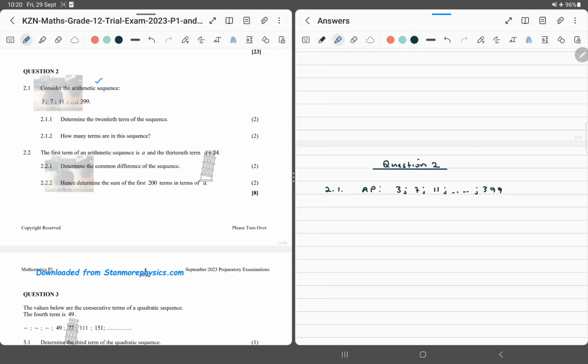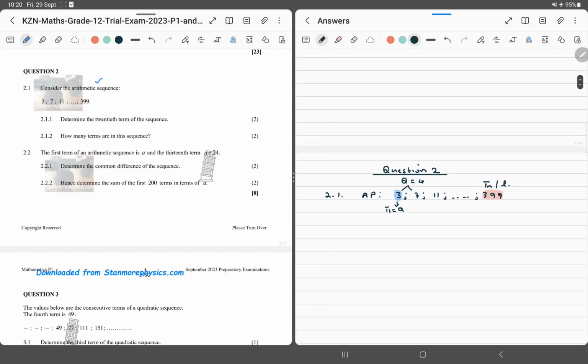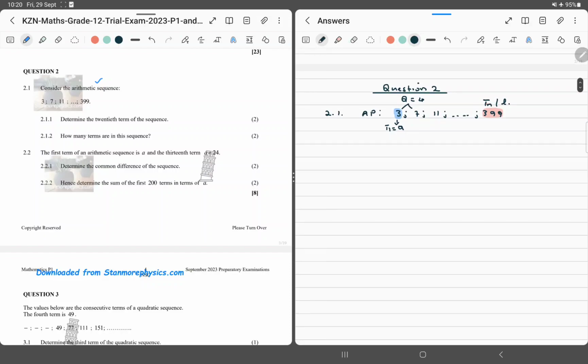399. Now since this is an arithmetic sequence, we know that this is T1, which is equal to A, and we know that the common difference is basically the difference between the two, which is 4. And then we know that also this is our nth term, so this is Tn, or you can call it the last term, doesn't really matter. The reason why we know this is because we were told that it is an arithmetic progression, so we don't need to sweat.